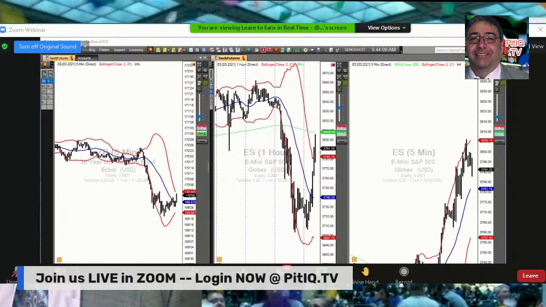All right, so nice rotation there off of the 88 to 90 area we suggested earlier. Nice popping back up here. Again, it's a matter of waiting for the opportunity, waiting for a support level instead of just jumping in there.